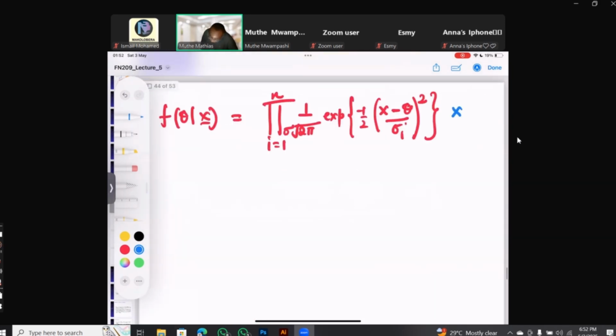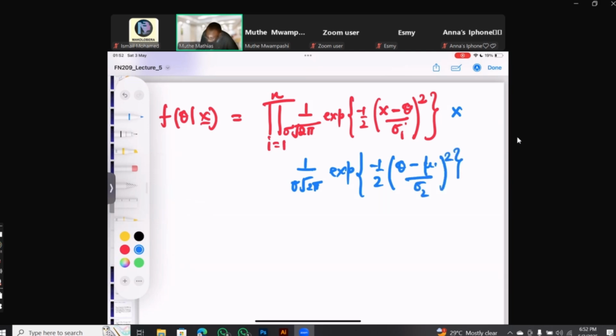So we are going now to multiply with the prior, which again is 1 over sigma 2 root 2 pi, and then exponent of -1/2, and then our x in this part here is theta, right? So theta minus our mean, which is mu, then divided by sigma 2, and then all of this squared.